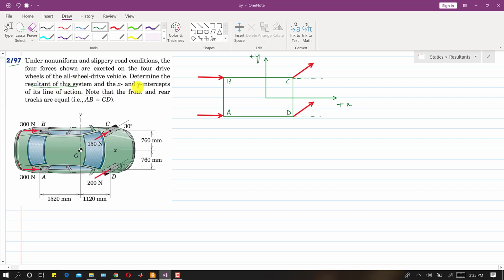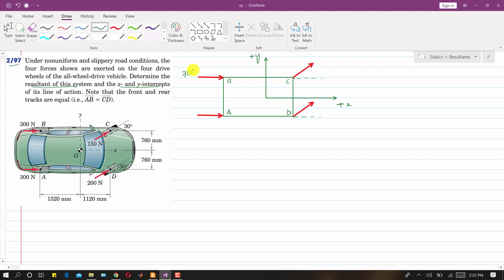So we need to determine the resultant and the x and y intercept of its line of action. Note that the front and rear tracks are equal, A, B and C, D. So I have drawn this in terms of a rectangle. This is a free body diagram, and these are the A, B, C, D points.